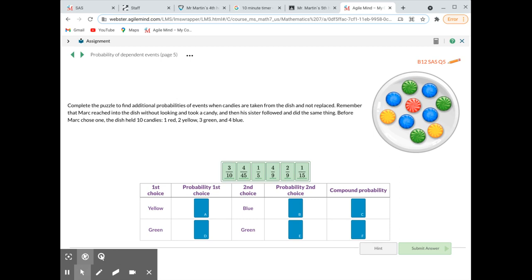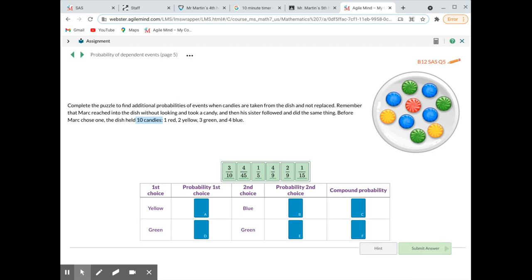Help her out, Vincent. Wouldn't it be 2 out of 9? All right. I see 2 yellow candies. I agree with you. Well, let's count how many there are. 1, 2, 3, 4, 5, 6, 7, 8, 9.